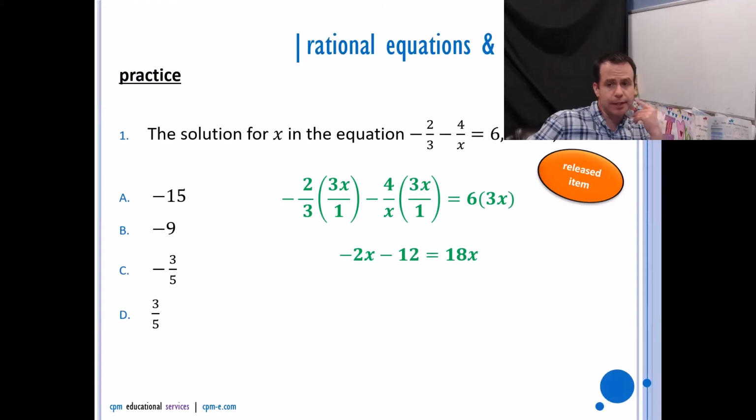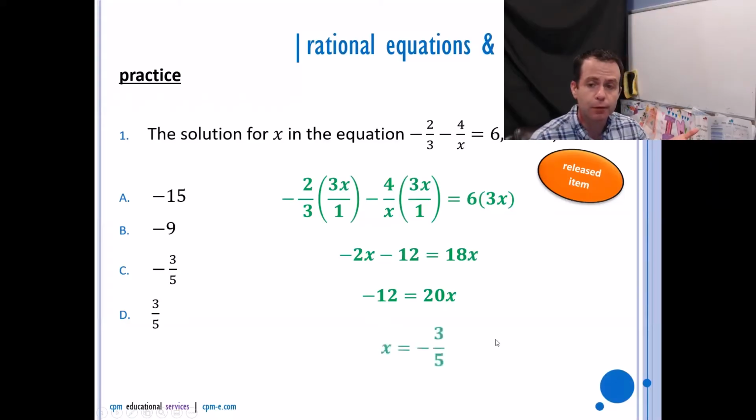I just have to add 2x to both sides and divide. So divide both sides by 20, and then I'm going to reduce that. So 12/20 would reduce to 3/5, and I had one negative there, so my answer is negative. Okay, so that's going to give me C as the answer. Just take note that was a released item, so that came from an actual diploma.